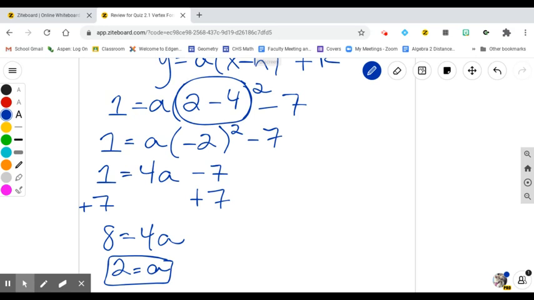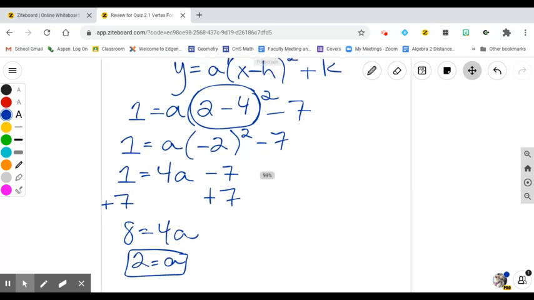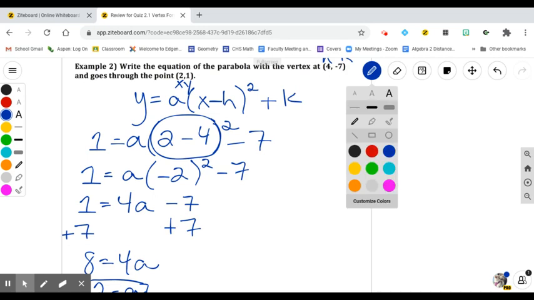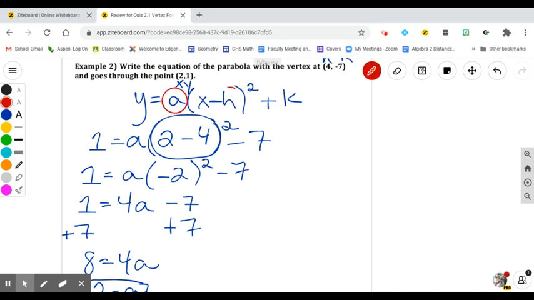The next thing we do after you find A is you go back to the equation, the vertex form, and you take A, H, and K. Here we go. You take A and you plug it in here. You take H and you plug it in here. And you take K and you plug it in here.